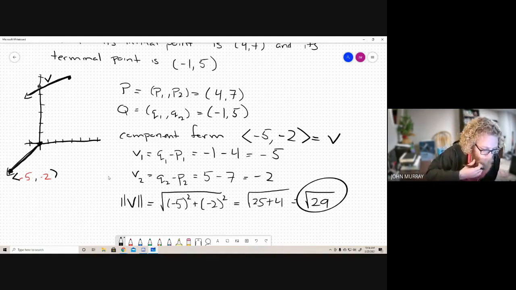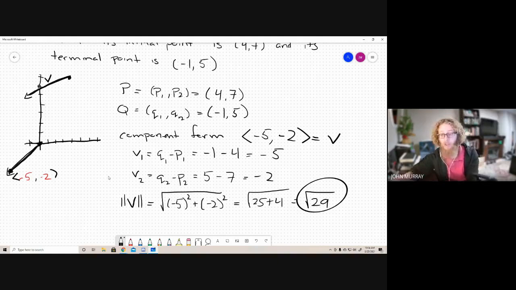So the magnitude is the square root of 29. And again, we're going to leave it just like that. If you can take the square root, so if there's the square root of 36, then you'd have 6. But if it's not a nice square root, don't even worry about simplifying it. Just leave it as the square root of whatever we have.